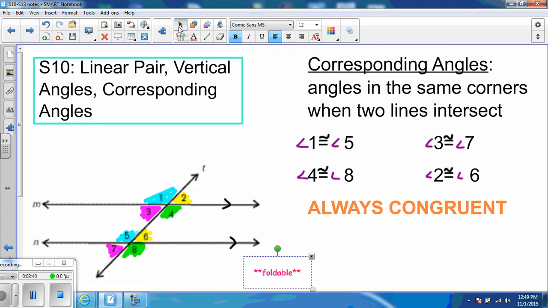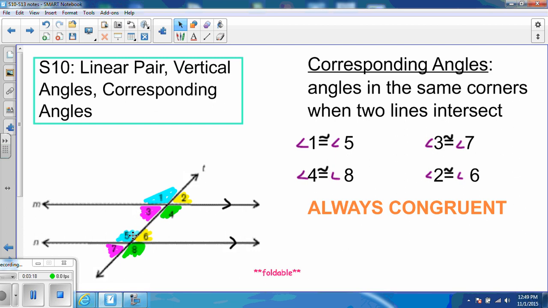Corresponding angles. Okay, so this is a new one. Notice it says foldable down here. So on your foldable, there's a spot for corresponding angles. You should have preferably 4 colors available, whether it be highlighters or crayons or colored pencils, so you can color code your paper like I did here. So again, we have line M and line N parallel to each other. When we have our two parallel lines and our transversal, then we can say we have corresponding angles that are congruent to each other. Corresponding angles are simply angles that are in the same spot.